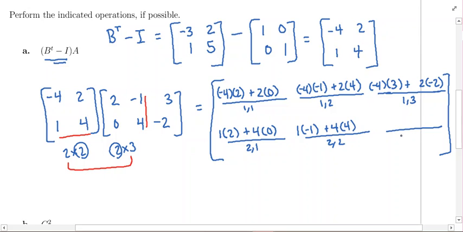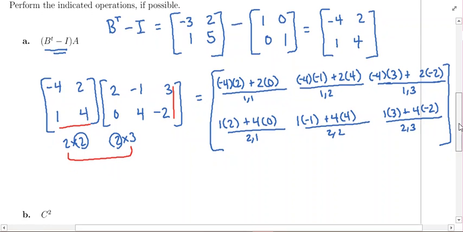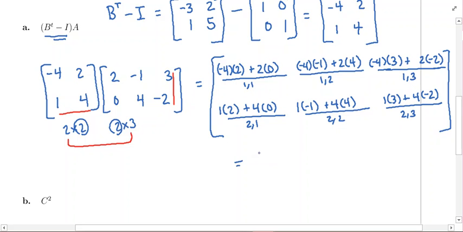And then finally, we've got the second row, third column. We need the dot product of the second row, but now the third column. So we will end up with 1 times 3 plus 4 times -2. Then we can simplify and we will have our answer. So let's do that.